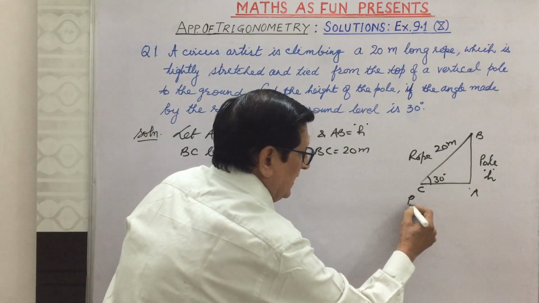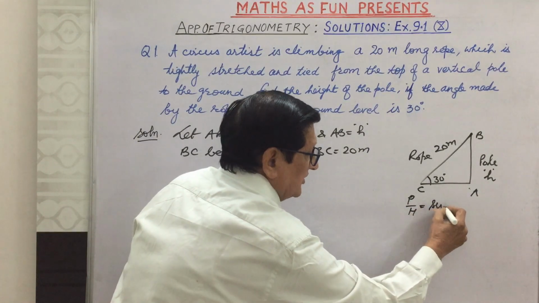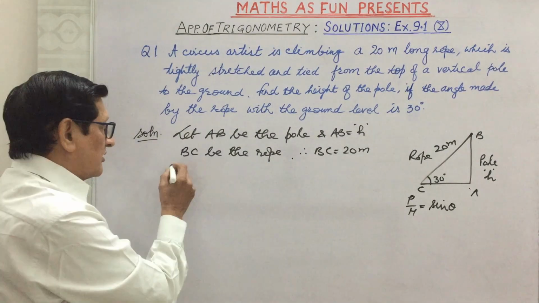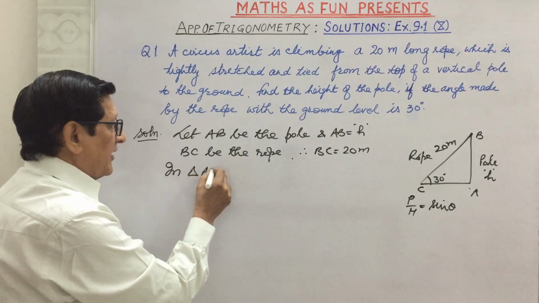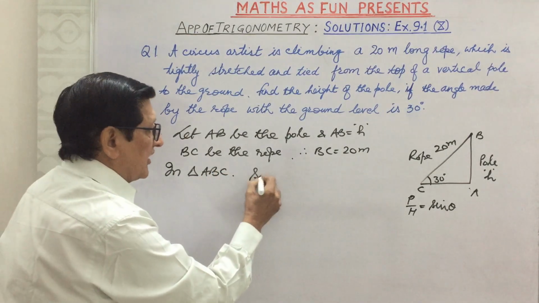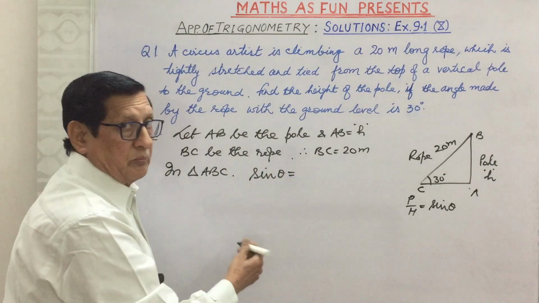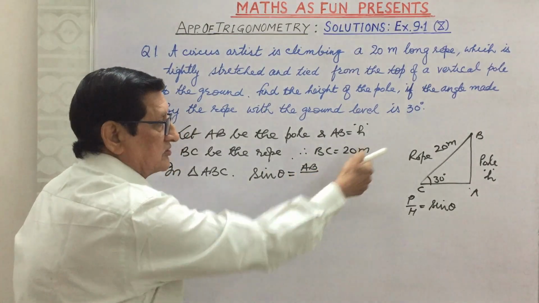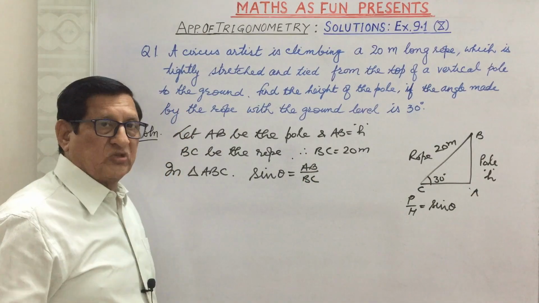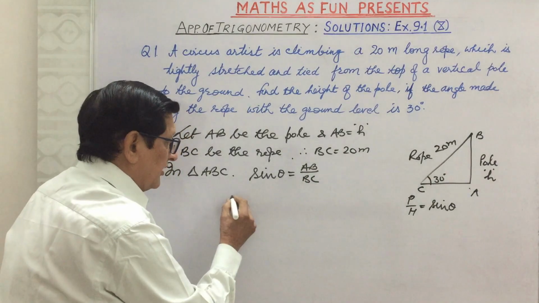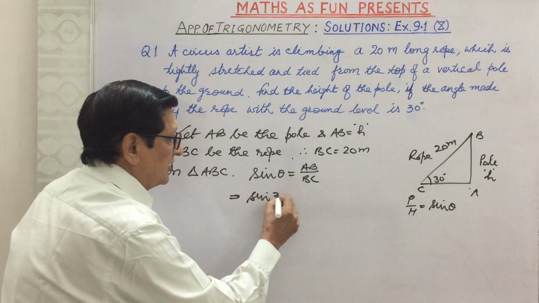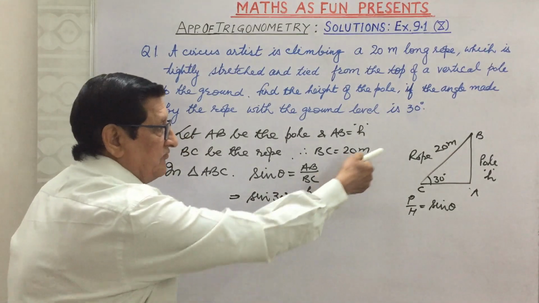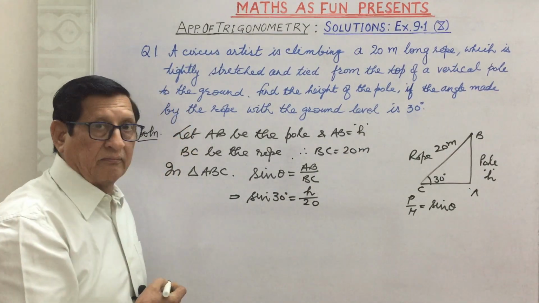What is the relation between perpendicular and hypotenuse we have? We have P upon H is sine theta. It means we can apply sine theta in this particular figure. So we can write in triangle ABC, sine theta equal to perpendicular, that is AB, upon hypotenuse, that is BC. Then we apply the value of theta, which is 30 degree here. So this becomes sine 30 degree. AB we have considered as h and BC we have been given as 20.